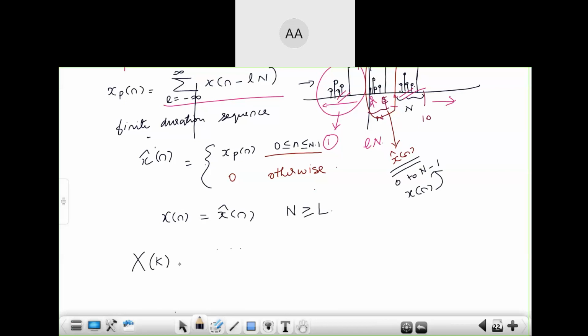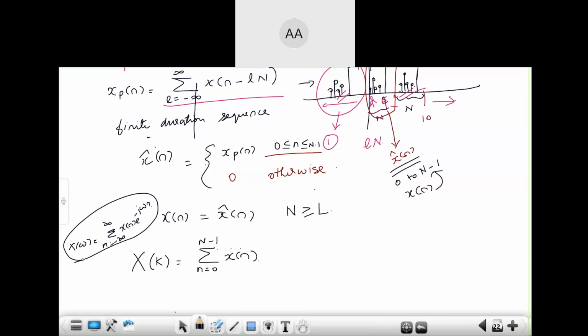your x of k as summation n equal to 0 to n minus 1 of x of n. What is the equation that you have for x of omega? I'll rewrite the equation here on the side. X of omega, what did you have? Equal to summation n equal to minus infinity to infinity of x of n e power minus j omega n. This was the initial equation you wrote, right?